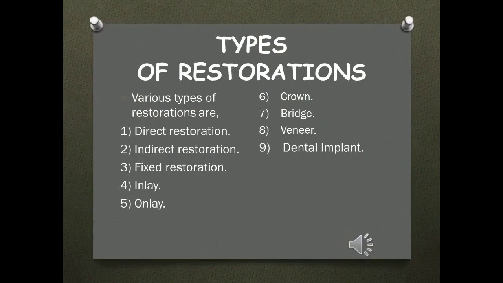So these are the types of restorations that you will come across throughout your studies of dental materials. So it's very important to have a clear concept about each one of them. Either it's going to be direct restoration, indirect restoration, fixed restoration, inlay, onlay, crown, bridge, veneer, or a dental implant. Well, the main aim of these restorations is to restore the normal tooth function or to restore the aesthetics of the patient. So let's get started with each one of them.